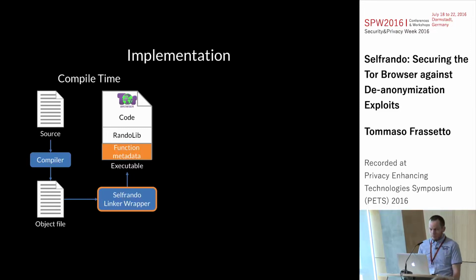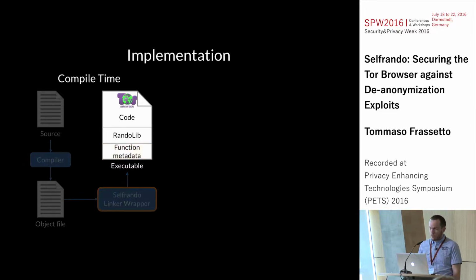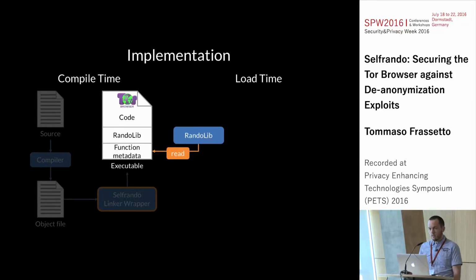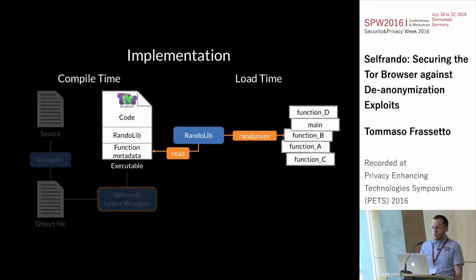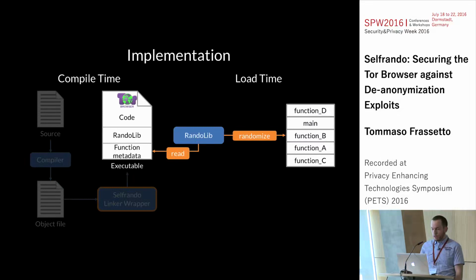Now, the developer distributes this binary to the users. When the user clicks on our program, the first thing that executes is randolib, which reads the function metadata from the binary itself and does the randomization of the code. Then it fixes the references between the different functions in order to make the program actually work after the randomization. And finally, it calls the main function at the new, randomized address.